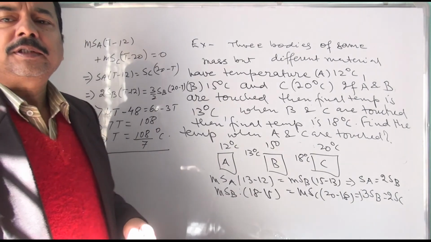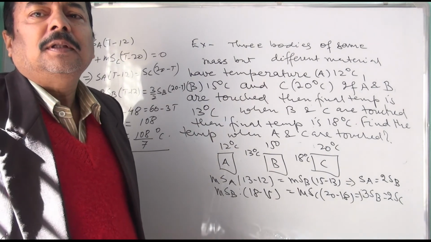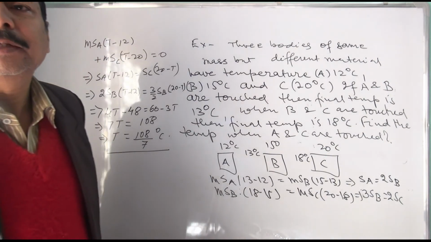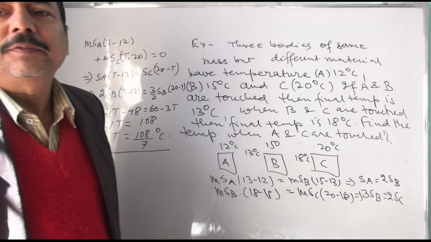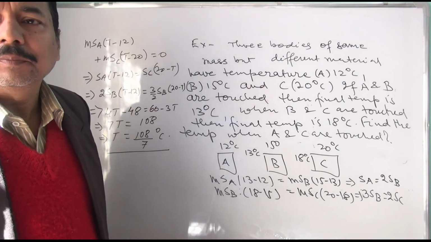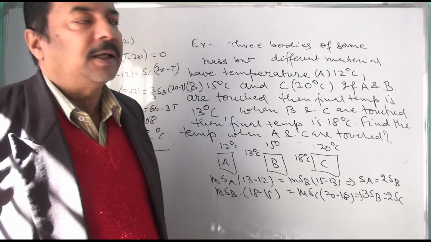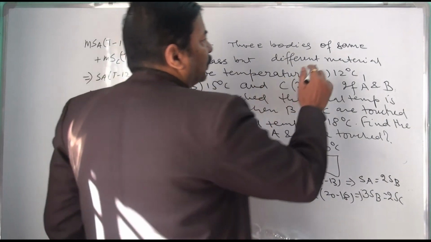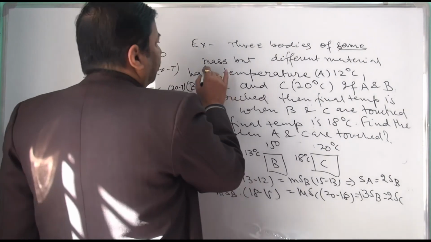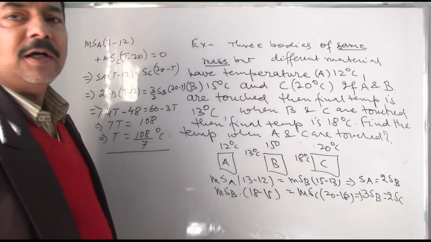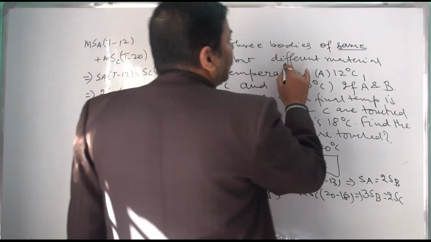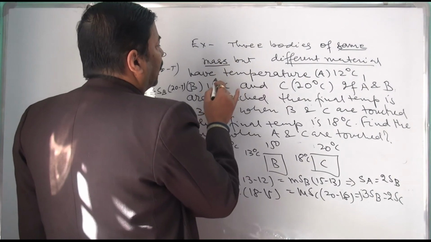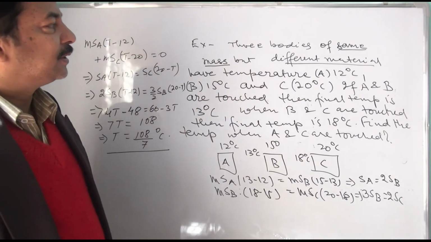Now let us take the example, a very good question. It is a standard question. It will help you in understanding the law of mixing and its application in a better way. There are three bodies of the same mass. Here you see mass is the same but the material is different. Different material means the specific heat is different.